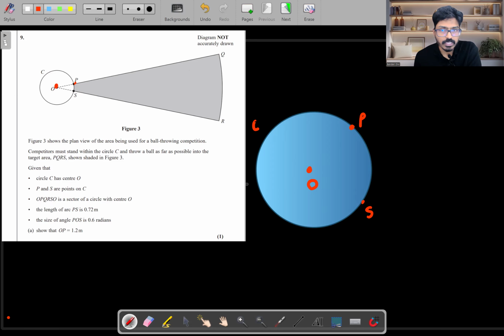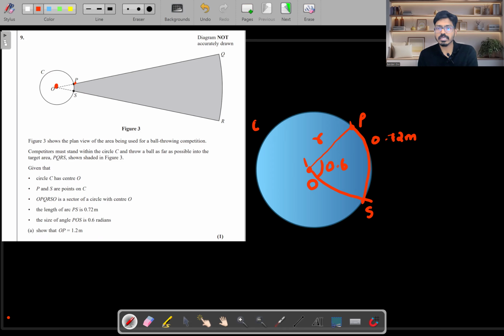And then the length of PS. Okay, so they have given this arc length, which is 0.72 meter, right? And then they have said the angle POS for the smaller sector, which is forming, right? So this smaller sector will have an angle of 0.6 radians. So we have to show that OP, this is our OP, which is the radius of the smaller sector.